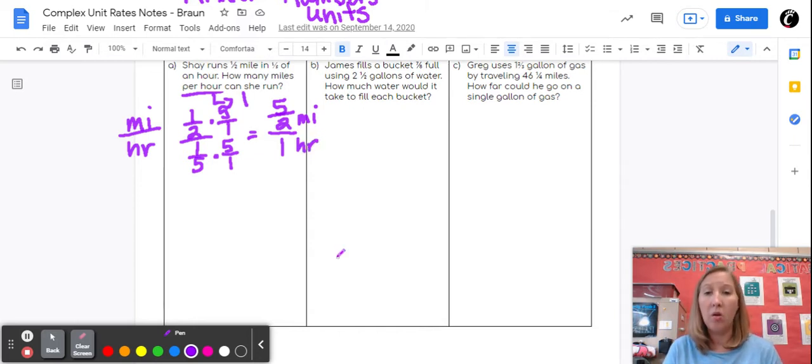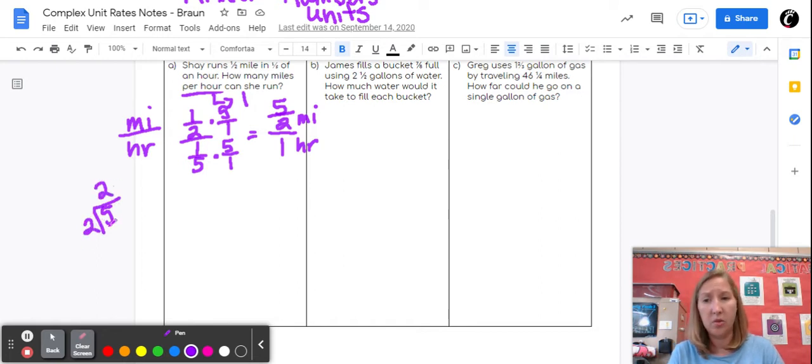Okay, so now all we have left is to simplify. I want to change this improper fraction back to a mixed number. So I can just look at that and say, oh, how many times does 2 go into 5? This one's not too tricky, so it's not that hard. But if you're not sure, you can always just use division. So we can use our symbol.